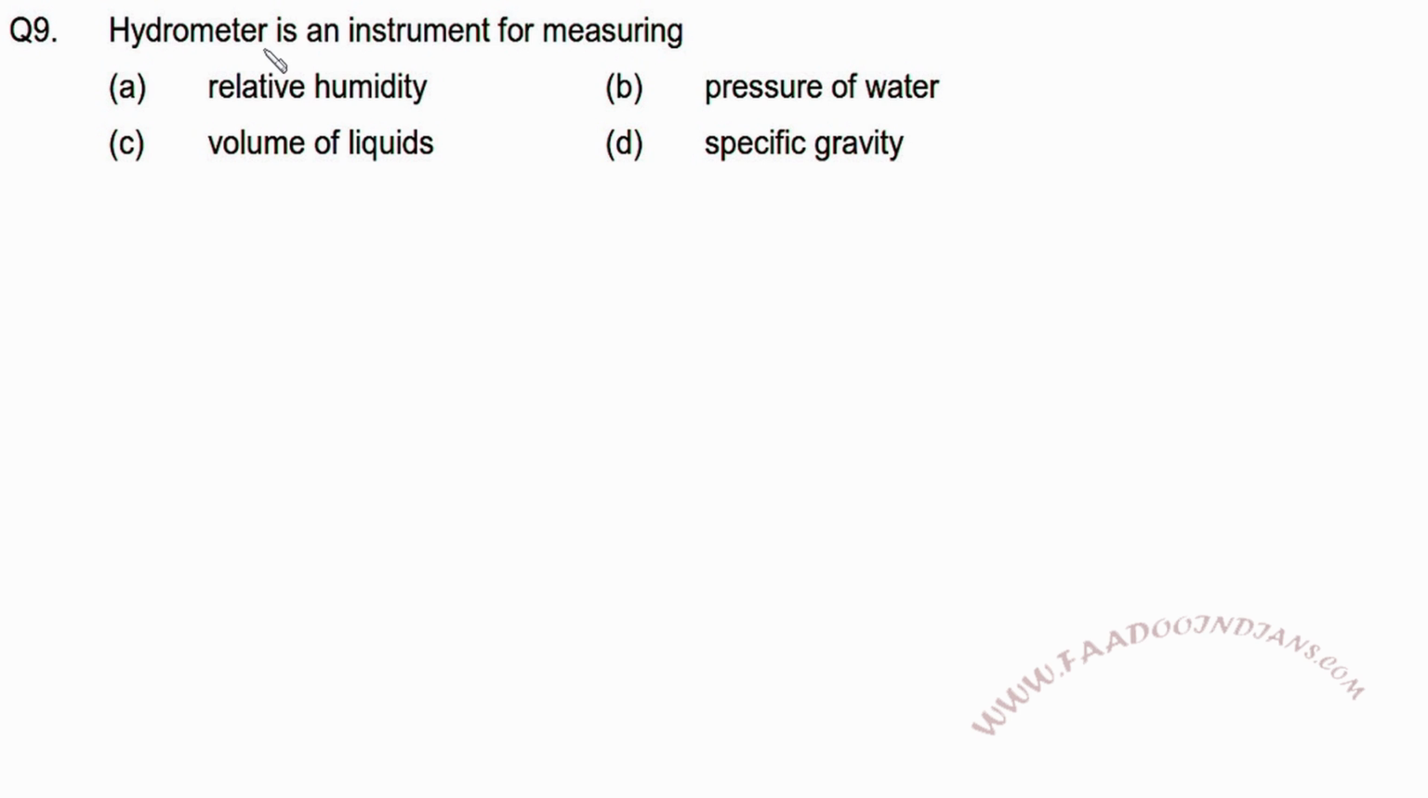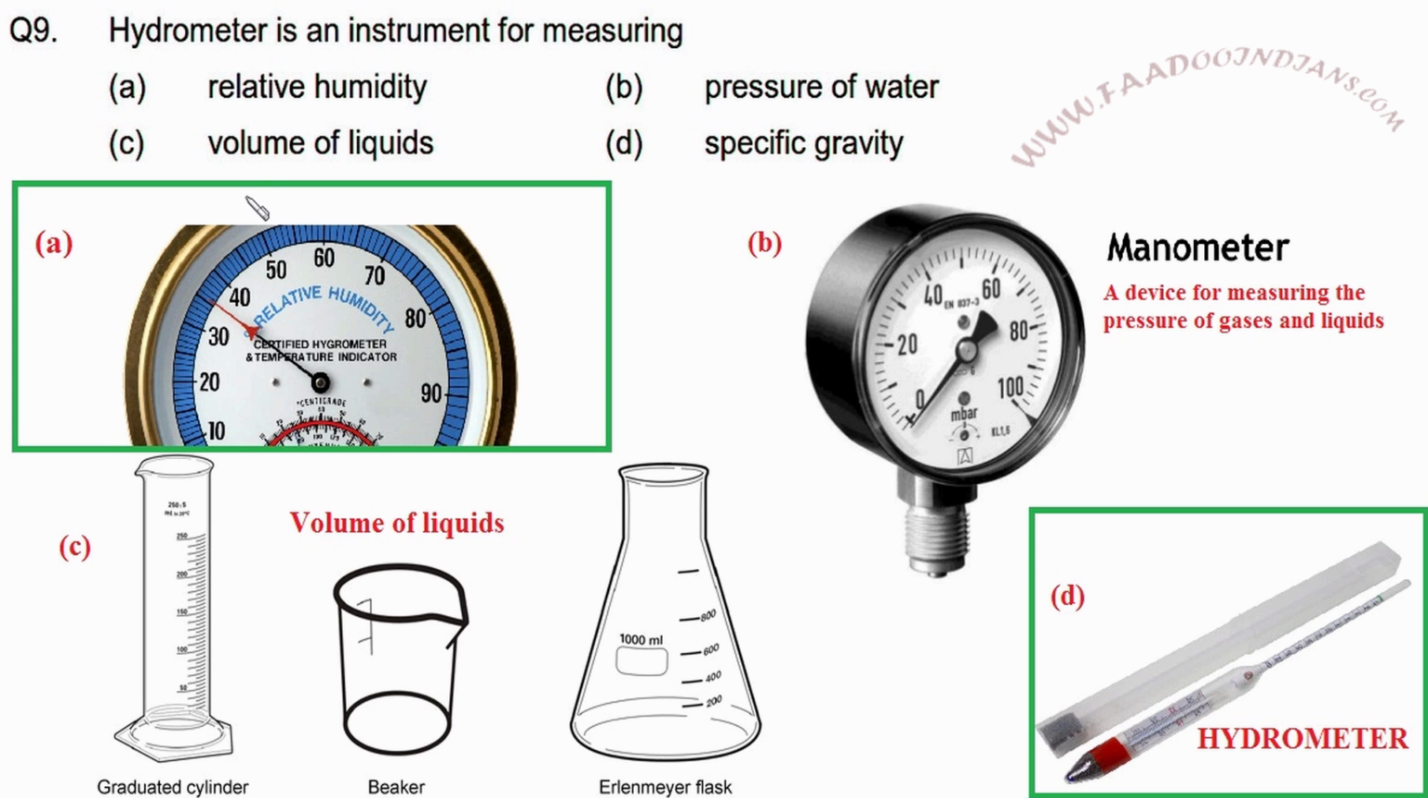Ninth, hydrometer is an instrument for measuring: relative humidity, pressure of water, volume of liquids, or specific gravity. So this is the first one, that is hygrometer. Hygrometer is used to measure relative humidity, and this is what it looks like. The pressure of water is measured by a manometer, which can also measure the pressure in gases as well. For volume of liquids, we have various things like a graduated cylinder, beaker, or a flask. In order to measure specific gravity, we use a hydrometer, and this is what it looks like. So the answer here is hydrometer.